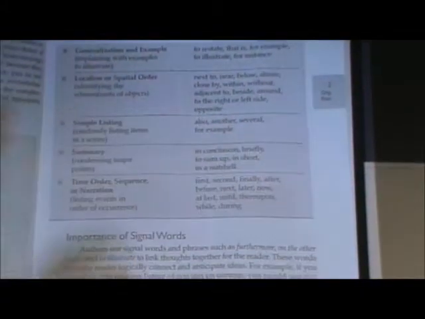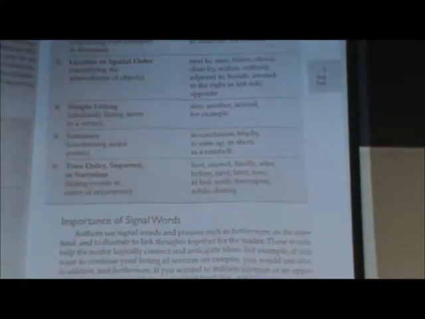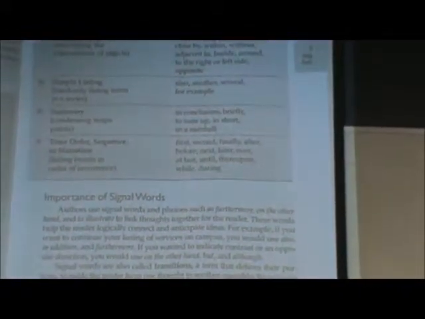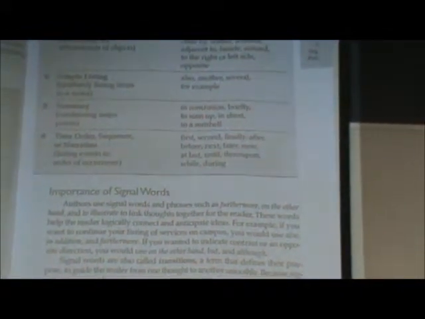Okay, there's classification. I won't read all of these to you. I want you to go through them. There's classification, comparison, contrast, definition, description, generalization and example, location or spatial order, simple listing, summary, and time order, sequence or narration. I won't read them all to you, but I want you to go over them right now in your book.